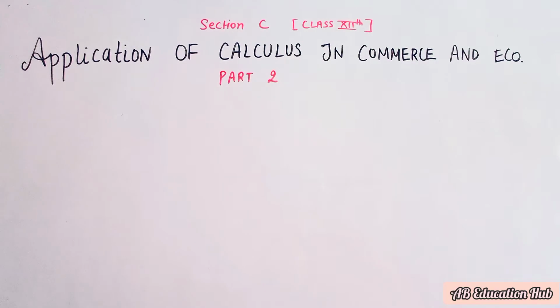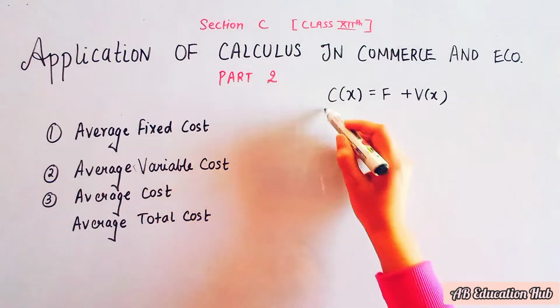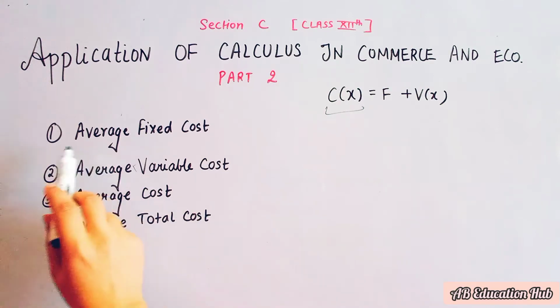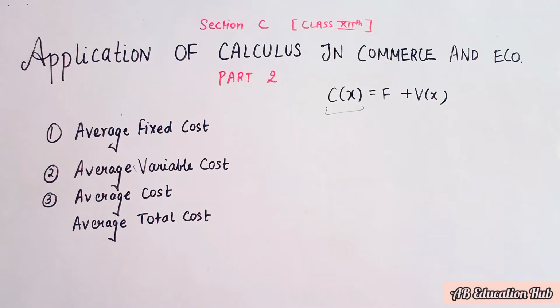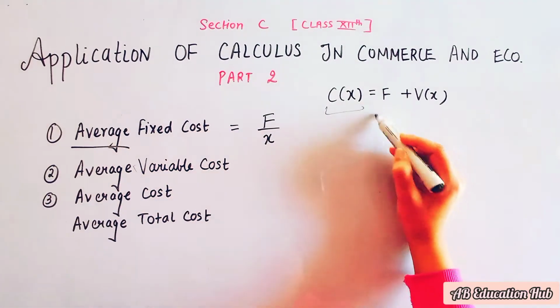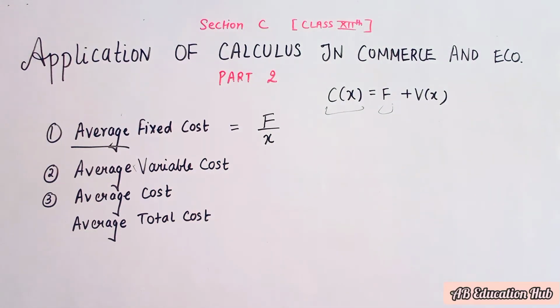Starting with the basic formula, that is C(x) equals F plus V(x). In the earlier video, I told you that C(x) is the cost function, F is the fixed cost and V(x) is the variable cost. Now comes the formula of average fixed cost. Whenever the word average comes, you have to divide by x. So it will be F divided by x. This is the fixed cost, and dividing by x gives you the average fixed cost.